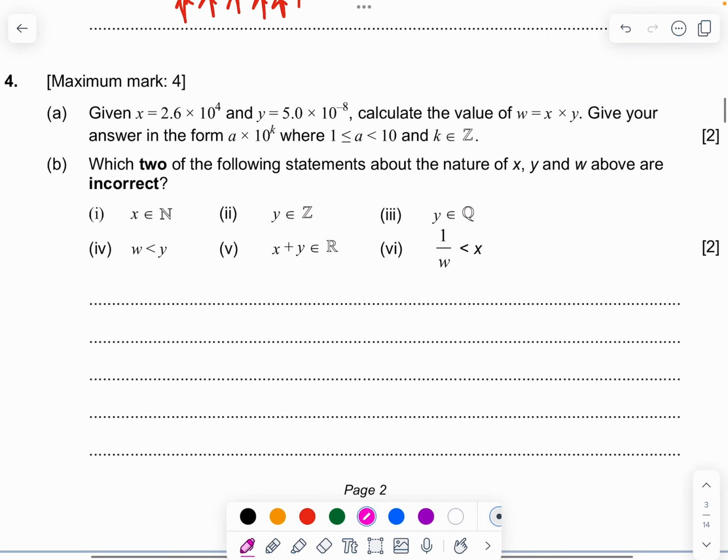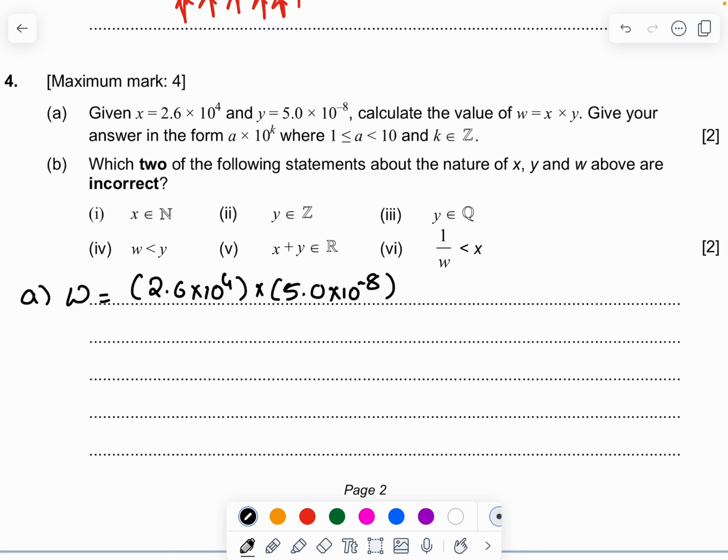Question number 4. Given x and y, calculate the value of w equals x times y and give your answer in the standard form. What is x? 2.6 times 10 power 4. Times y, 5.0 times 10 power negative 8. When I multiply that, what should I be getting? 13 times 10 power negative 4.